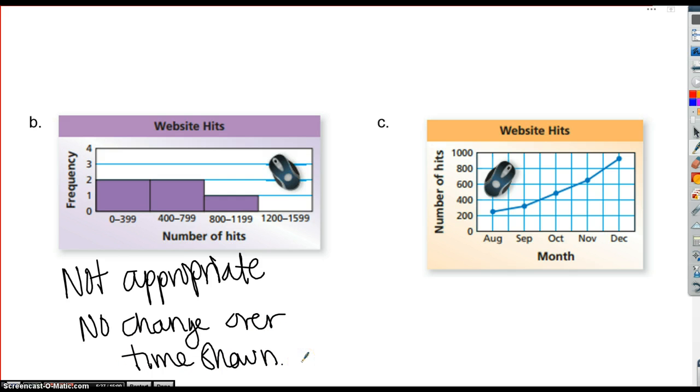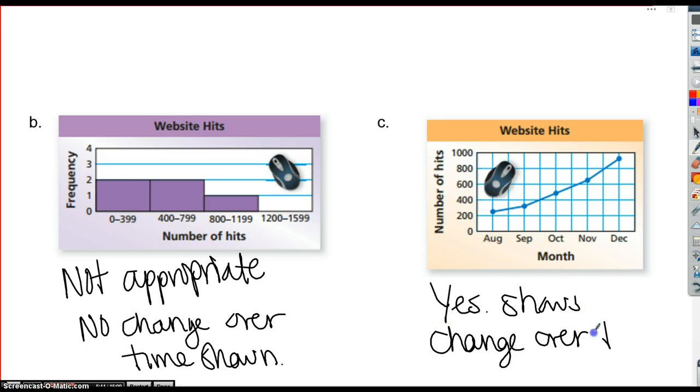On the other hand, website hits August through December, and have the number of hits. This is an appropriate display because it shows time. Shows change over time.